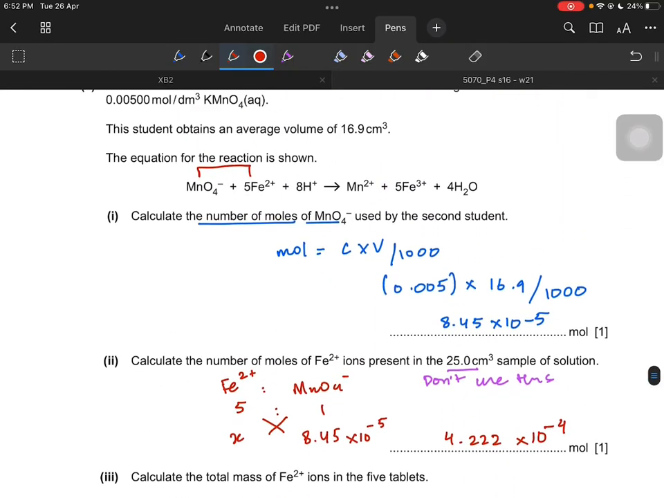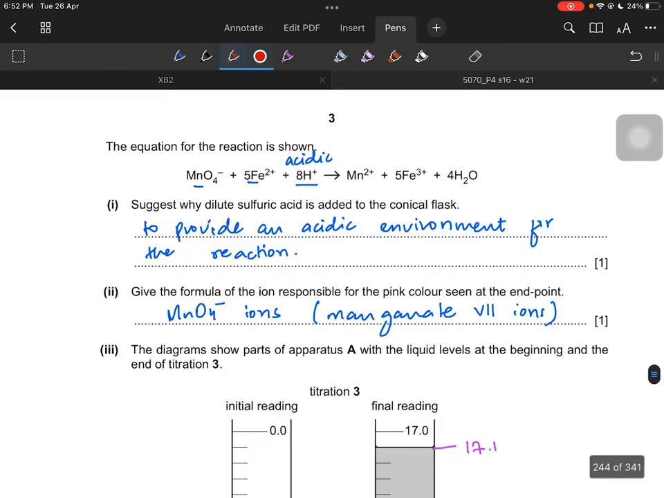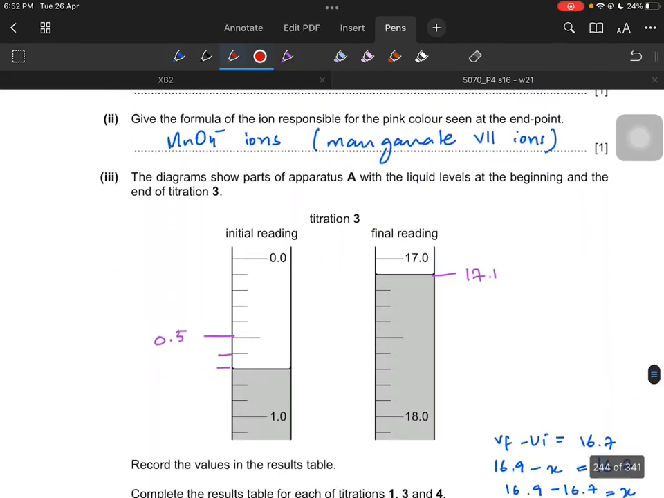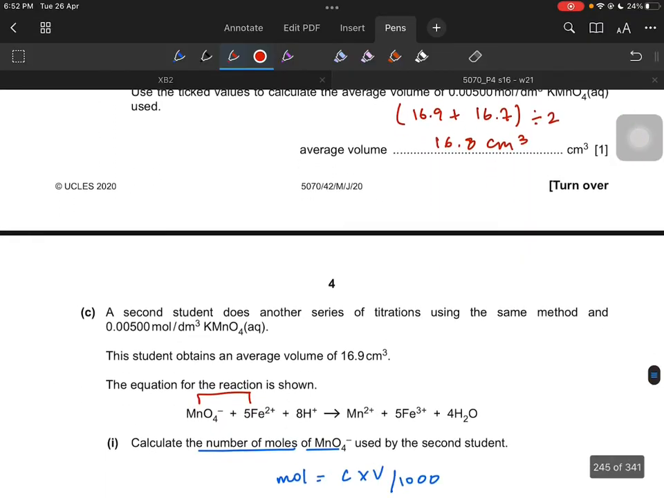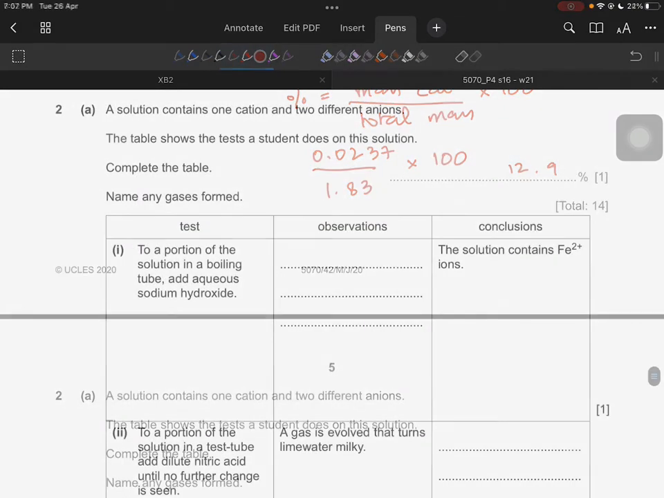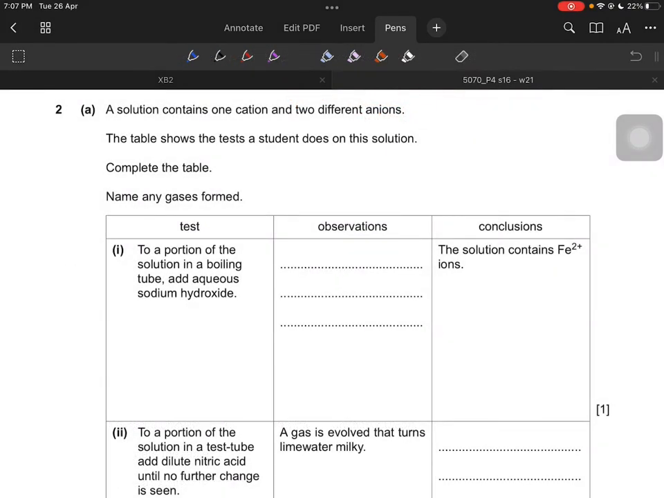So there's going to be an upcoming video, one more on the titration question, because here we even looked at the pieces of apparatus and some related questions. So we'll do more questions like that. Stay tuned, guys.